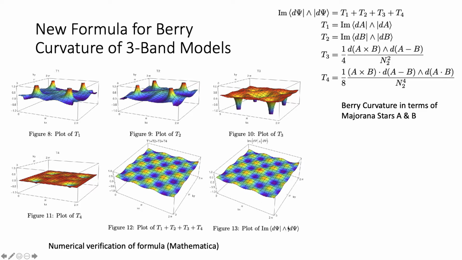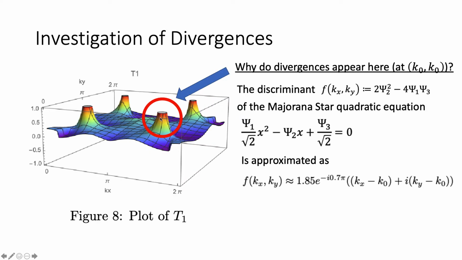Comparing it with the original formula, I've numerically verified that my formula works for one particular model. This is the numerical verification of my formula. Now, what is of interest is these divergences. If we look at T1, T2, and T3, we observe that near certain points, near 0.42 pi, there are points that have divergences in them.